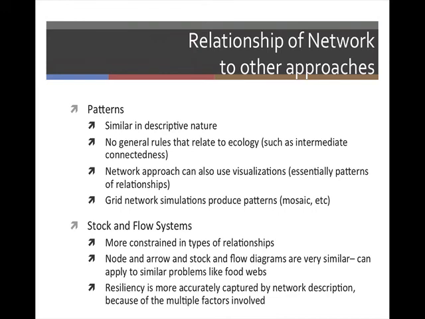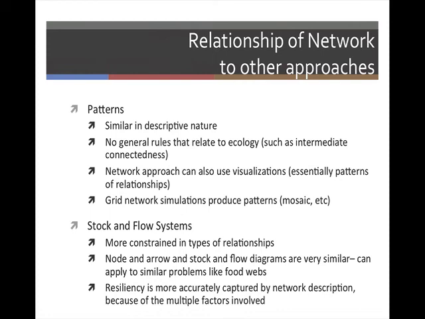The network approach can also be used to visualize the patterns of relationships, and a grid network simulation, like we see in forest fires or the habitat fragmentation, essentially produces a pattern, a visual pattern that we need to interpret, like the mosaic. Now, stock and flow systems are much more constrained in what happens in the description, which, again, the strength was, and that allowed us to apply what we abstract from a stock and flow system to other stock and flow systems. But node and arrow diagrams and stock and flow diagrams are very similar.